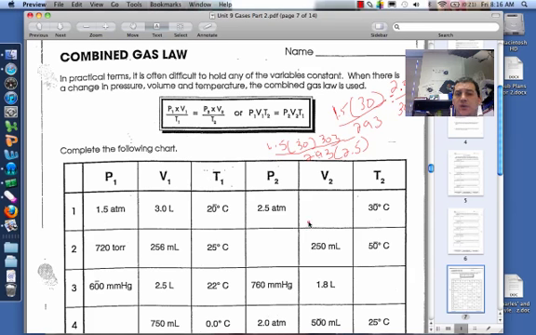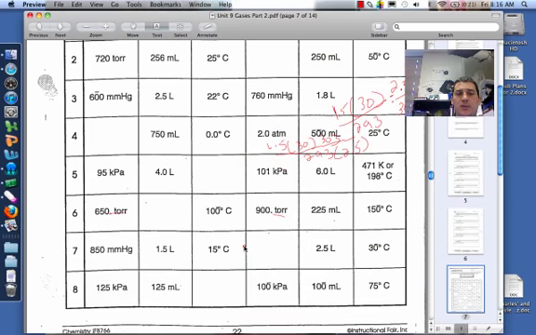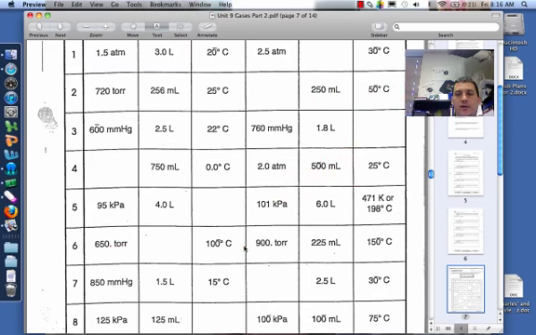Okay? The rest of these are going to work the exact same way. Again, it doesn't matter. As long as your pressures are the same unit, see how this is atmosphere and this is atmosphere, you don't have to convert it. Okay? If they're different, which none of these appear to be different, you don't have to worry about converting anything.